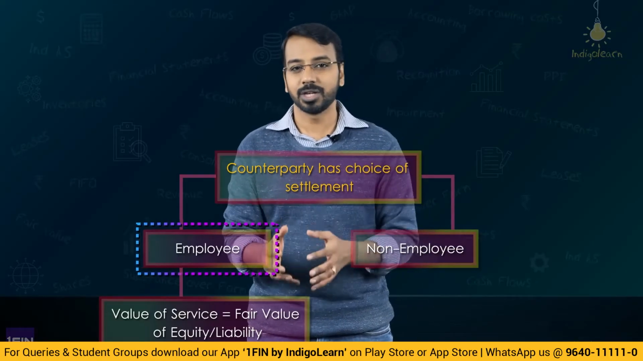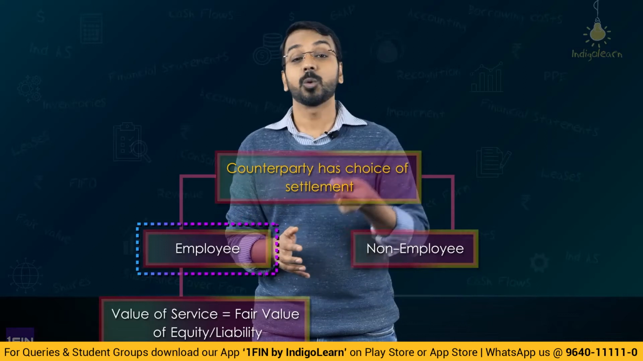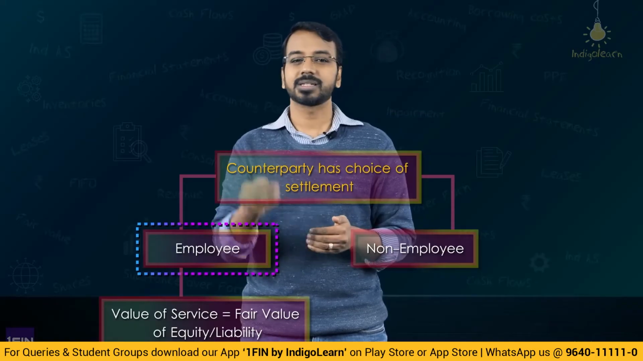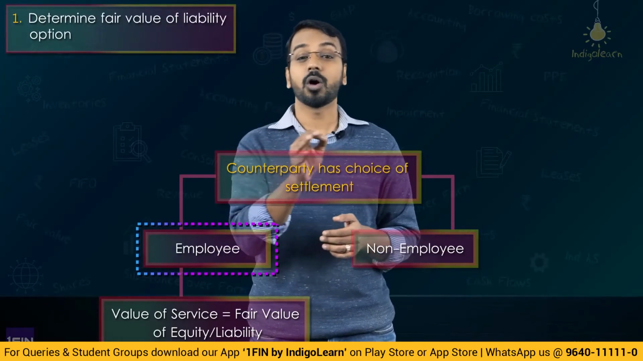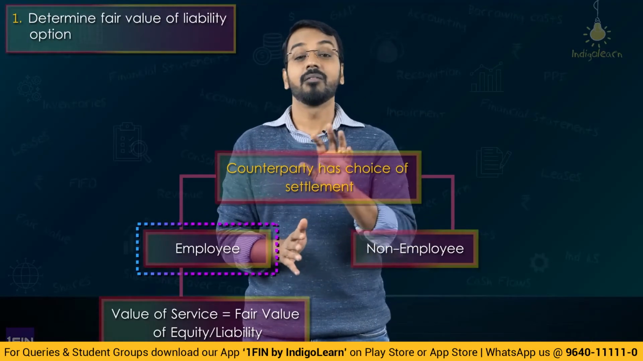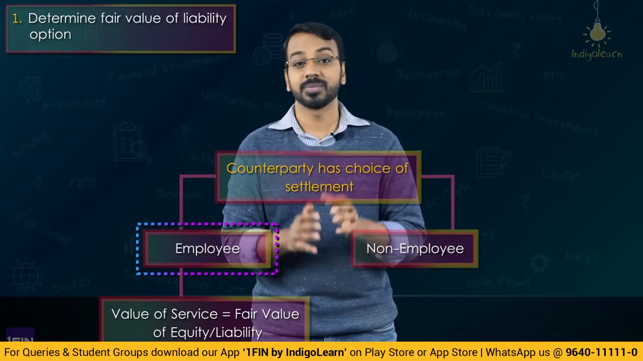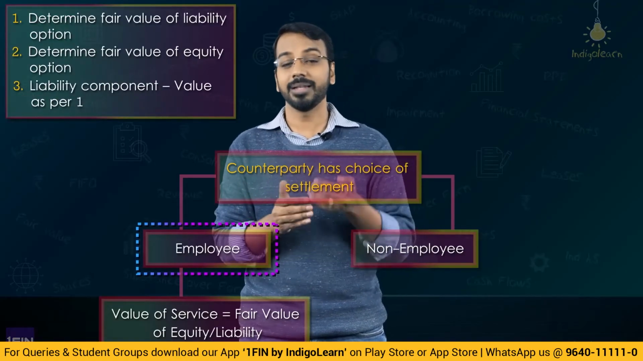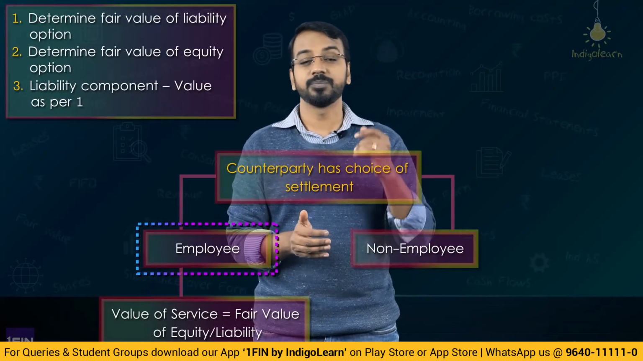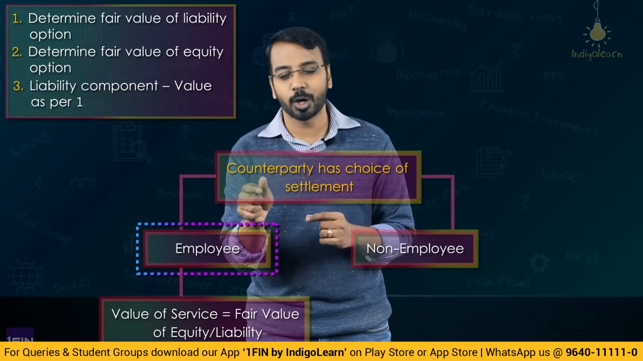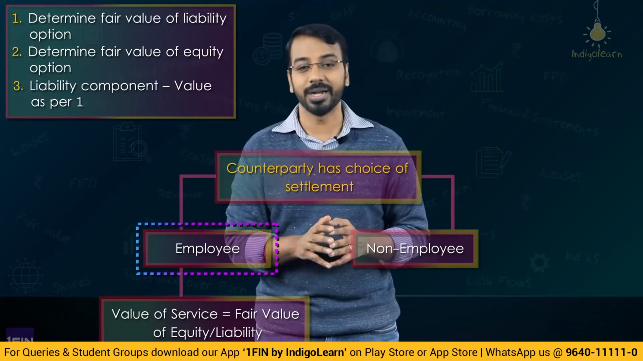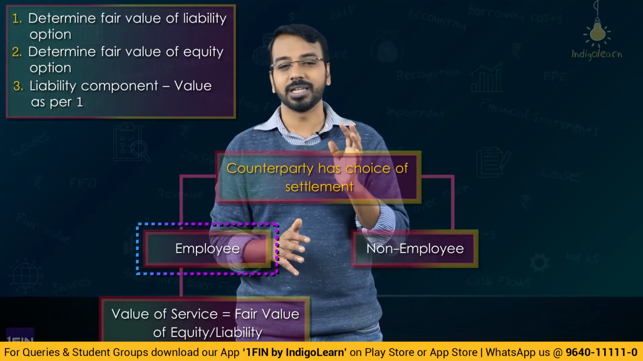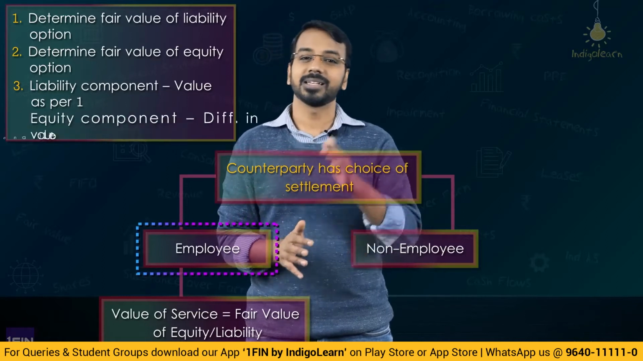equity instruments. Now, when there is an option with an employee to either take cash or to take equity instruments, what the standard says is: first determine the fair value of the liability option. Then determine the fair value of the equity option. The fair value of the liability option will be considered as the liability component, and the difference between the fair value of the equity instrument and the fair value of the liability will be considered as the equity component.